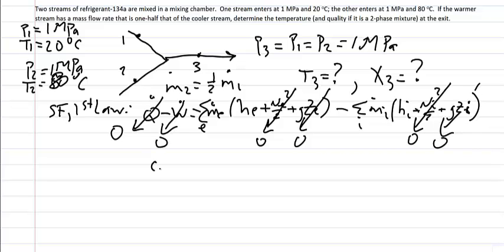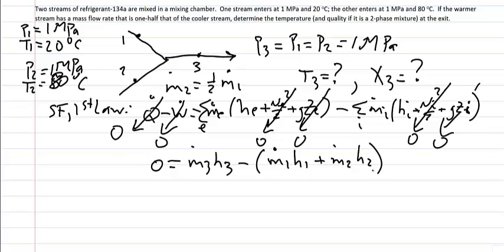We get then that 0 equals the sum of the exit streams of m dot E H E. There's only one exit stream, so that's just m dot 3 H3. And then minus the sum over all inlet streams of m dot I H I. So we've got two inlet streams, m dot 1 H1 plus m dot 2 H2. Now, this is our first law, but it can still be simplified.